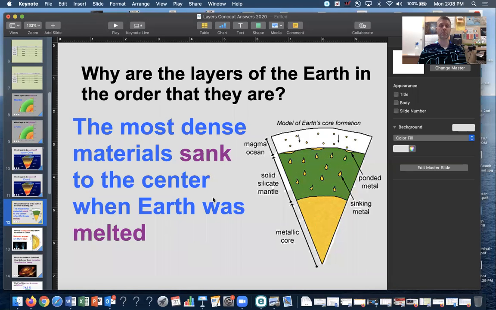The most dense materials sank to the center when the Earth was melted. So the iron, the metals, obviously not all of them, but the majority of them, sank to the center because they were the most dense materials. Then from there, it was less dense and less dense and less dense.